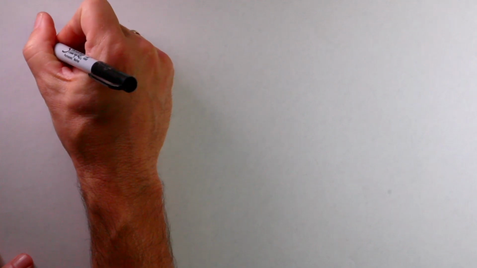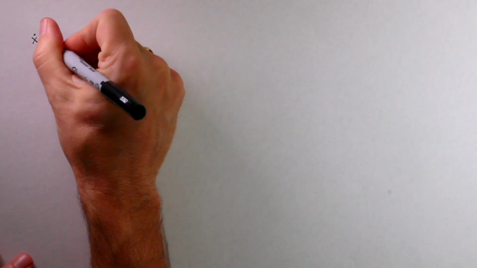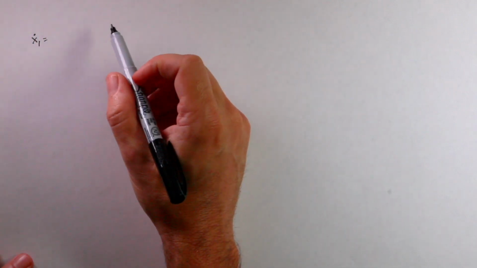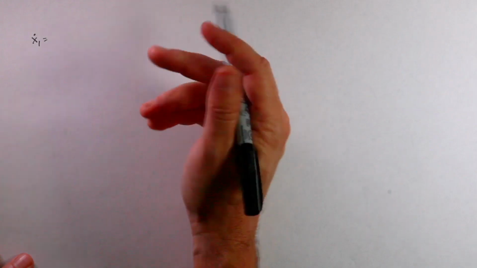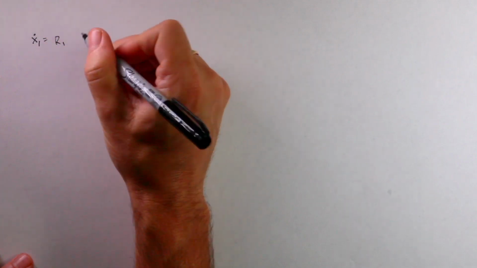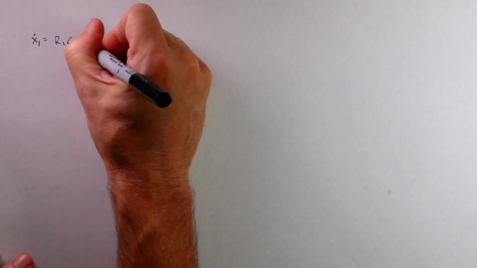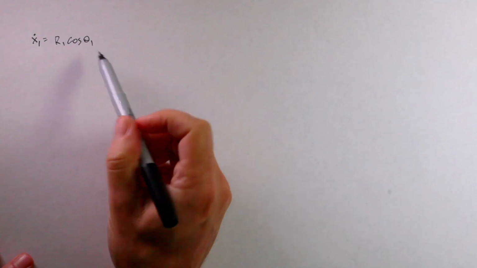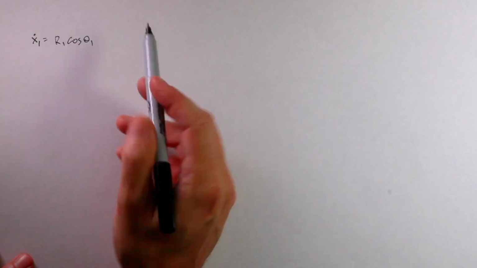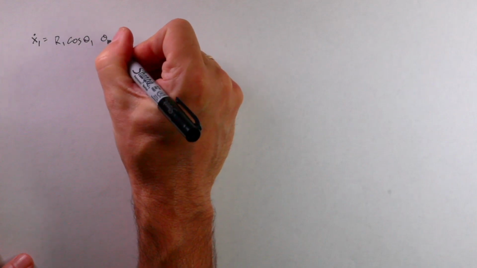Okay, let's first take the derivative of x1. x1 dot is going to be equal to the derivative of r1 sine theta 1. So r1's constant, but sine is not. So it's going to be r1. Now I need to take the derivative of sine, which is cosine theta 1. But then I need to take the derivative of the stuff on the inside. So I need to take the derivative of theta 1, and that's theta 1 dot.